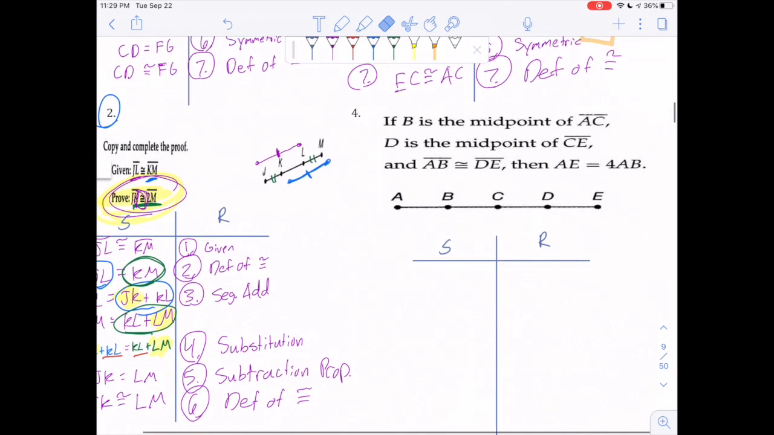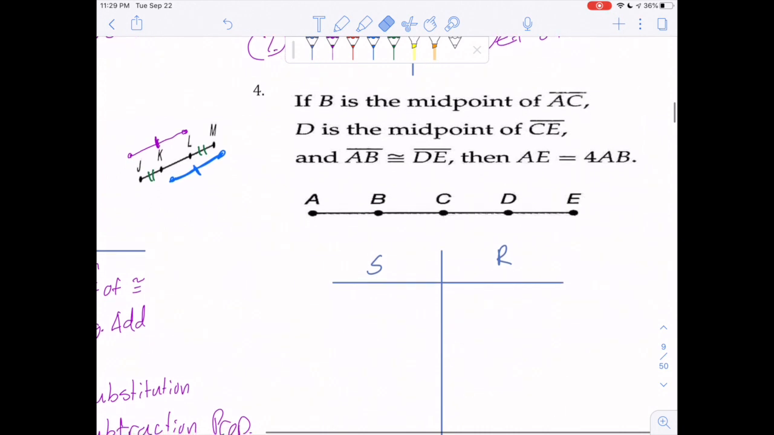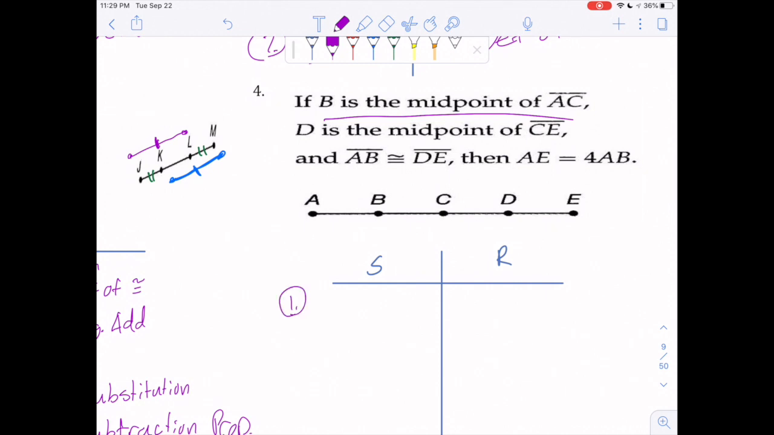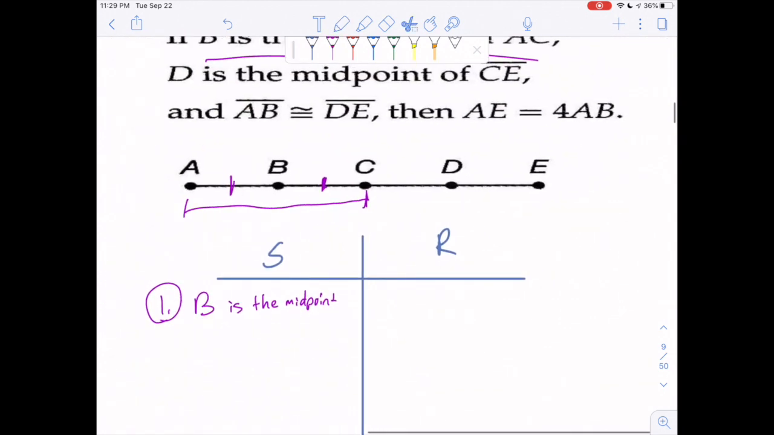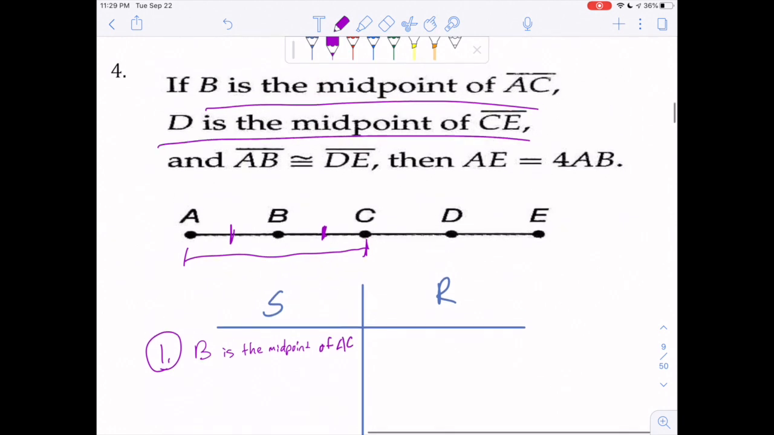Okay, number 4. Ooh, number 4 is a fun one. Okay, let's do it. B is the midpoint of AC. Boom. So that's right there. B is the midpoint, which basically means this is congruent to this, right? If it's in the middle. B is the midpoint of AC. And then we also have D is the midpoint of CE. So these are congruent.